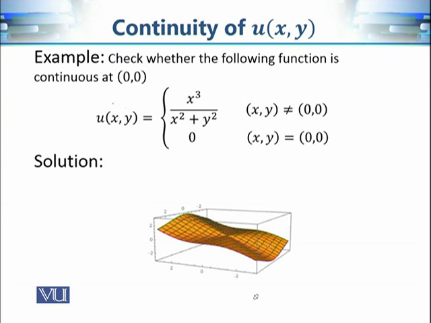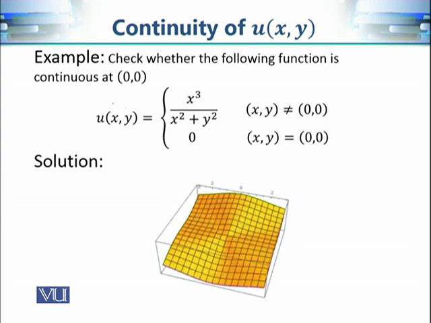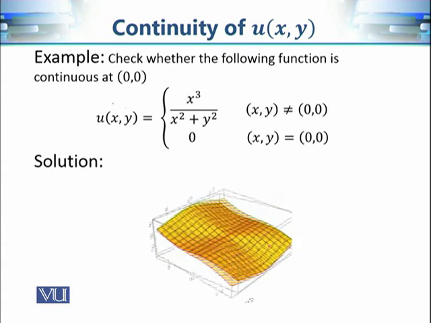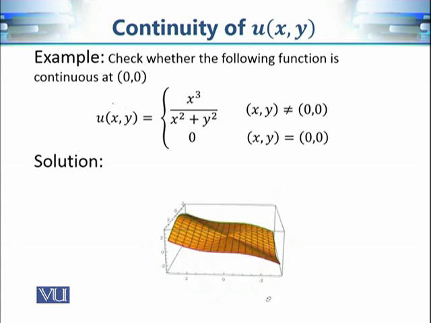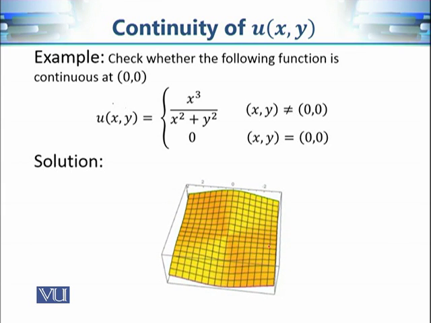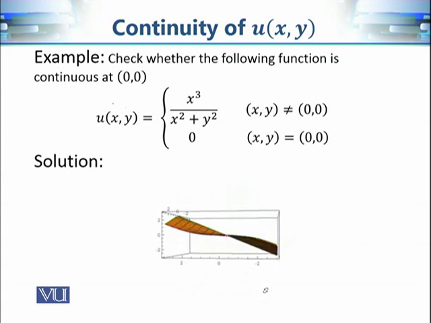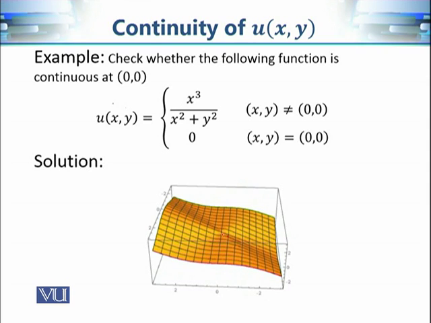Now let's see the graph of this function. The graph of this function is this surface in three-dimensional space. This sheet is very continuous. There is no break, there is no hole, there is no jump in this sheet. And of course at 0, 0, at this point, there is no jump, there is no hole. So the function is continuous at that point 0, 0.